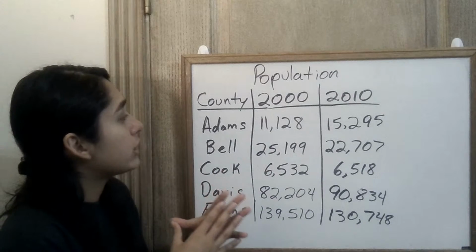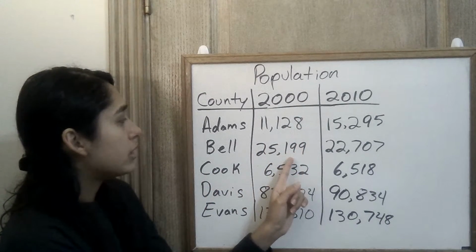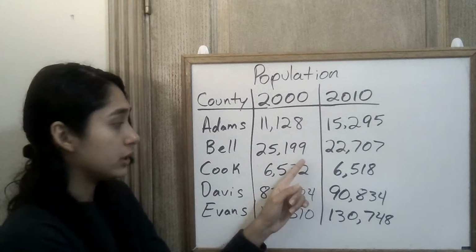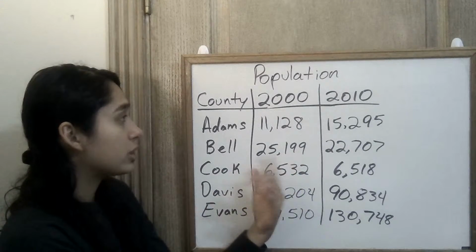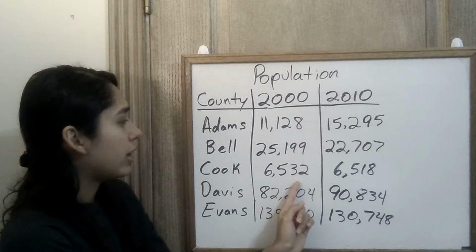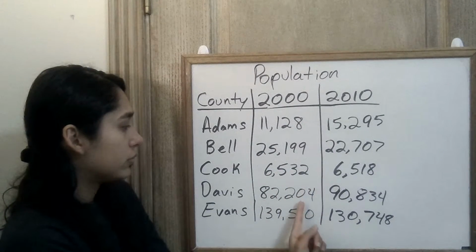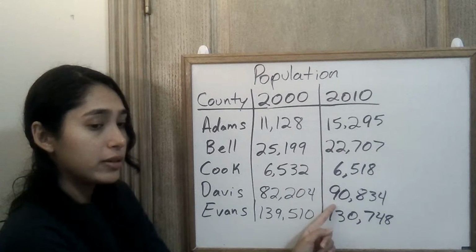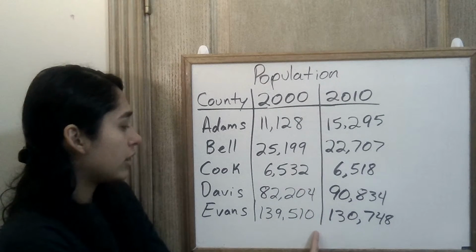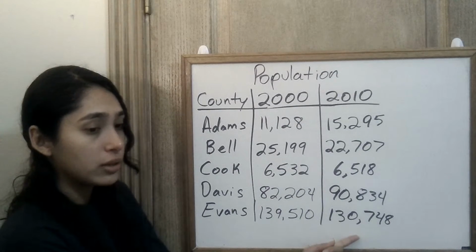So what do we notice here? We see that Adams County grows. We see that Bell County decreases. It experiences a decrease in population. And Cook County has a very small decrease. Davies also experiences some growth. And Evans goes through a decrease as well.